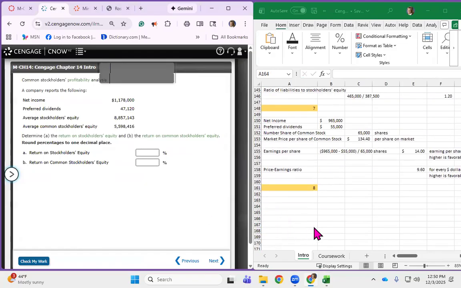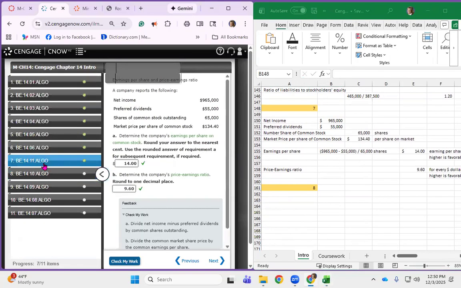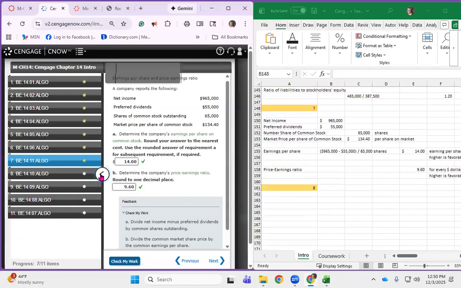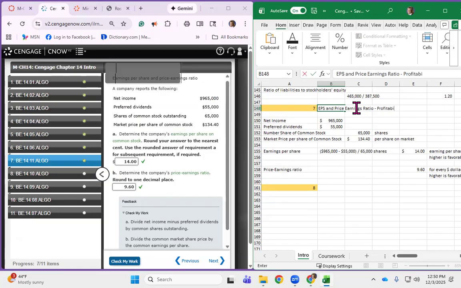This is going to be profitability analysis, and by the way, so is this. What did they call that last one? I want to put the label in. It's just profitability: earnings per share and price earnings ratio. EPS is what we were just finding. And that is measuring profitability.